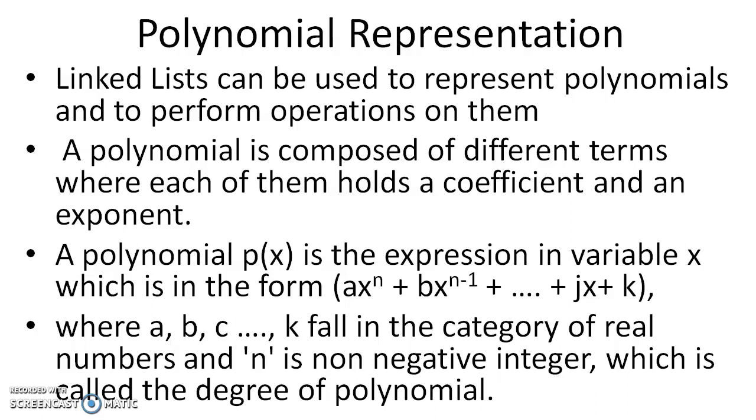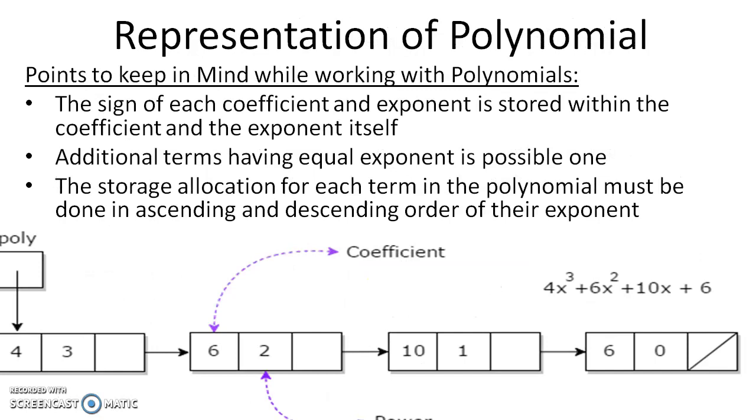The polynomial is composed of different terms, each consisting of two things. One is the exponent, the other is the coefficient. The exponent we also call the power. The constants can be positive or negative numbers. But generally the polynomial has a non-negative integer n, which we call the degree of the polynomial.